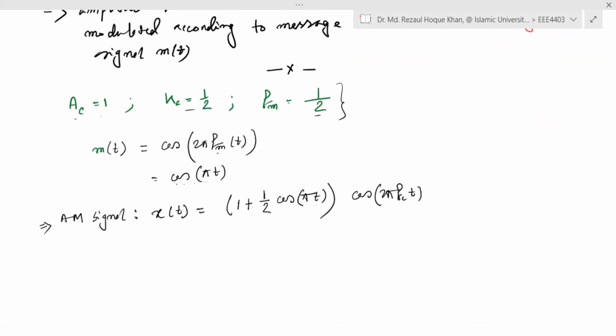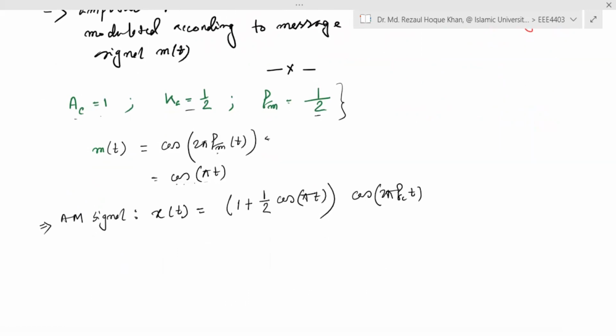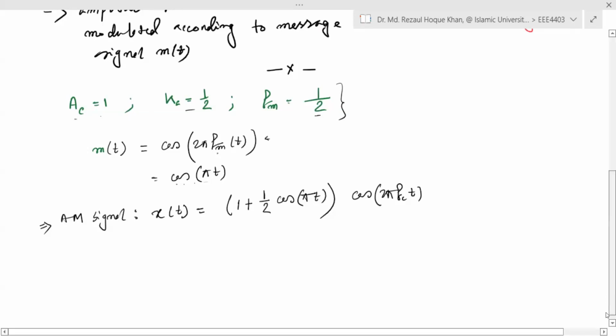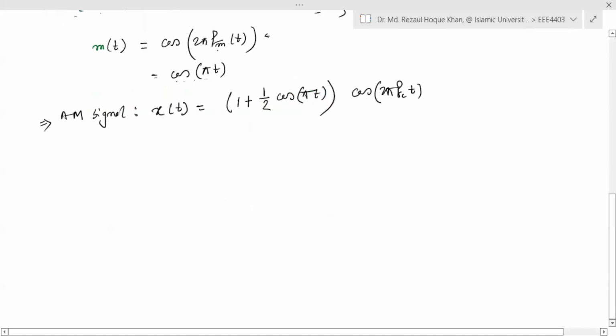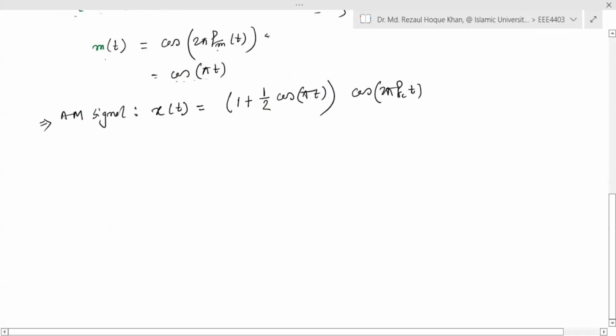So we choose the sensitivity Ka is half, and we choose the message is a pure sinusoidal signal, which is this one. Message is a pure sinusoidal signal. Now let's draw it. Just draw this signal here. Let's draw this signal.